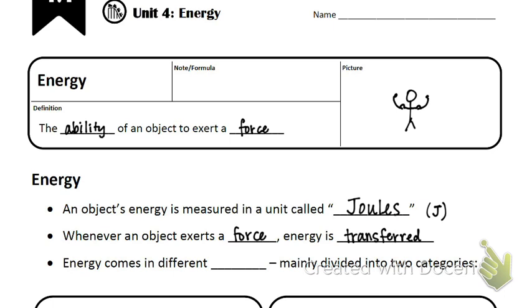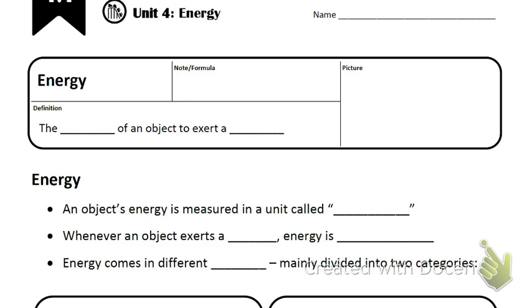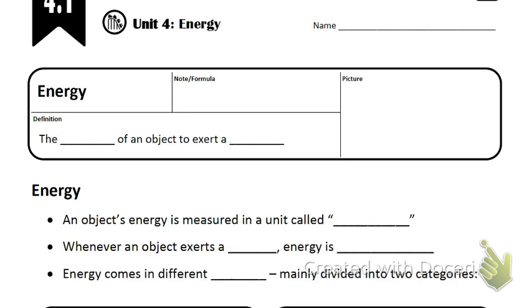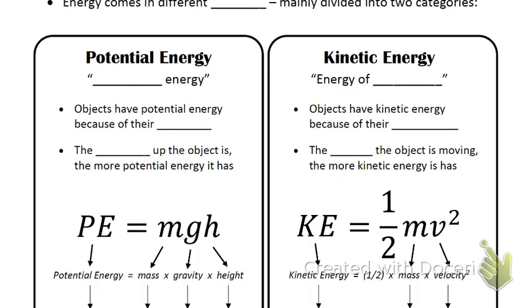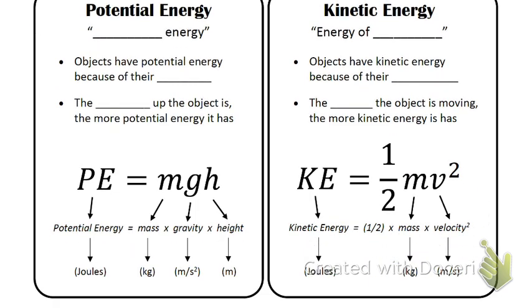And then there are different forms of energy, the same way we had different forces. The two forms of energy we're going to talk about are potential and kinetic. Potential energy, we're going to think about it like stored energy. It's stored up. We're not using it at the moment, but we can use it in the future.